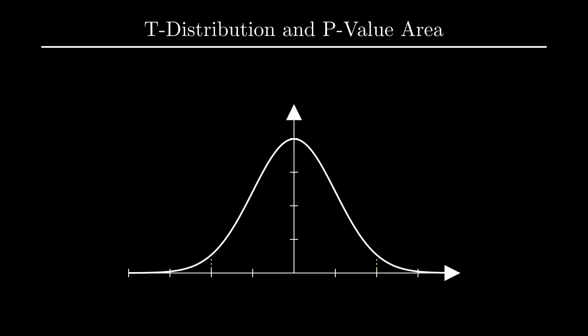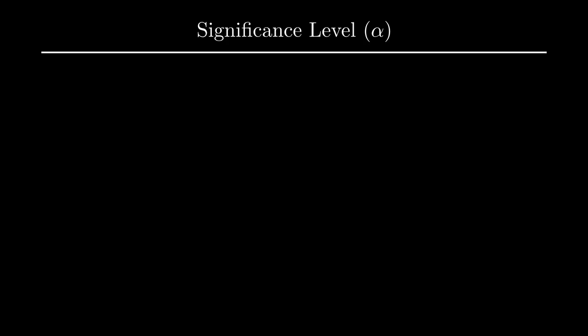In most social sciences and economics, we use a threshold called the significance level, or alpha, typically set at 0.05. If your p-value is less than 0.05, we reject the null hypothesis. We say the result is statistically significant. This is where the stars come from: 1 star for 0.10, 2 for 0.05, and 3 for 0.01.